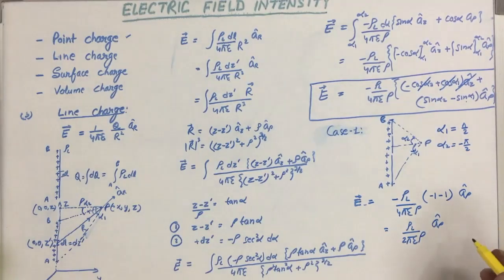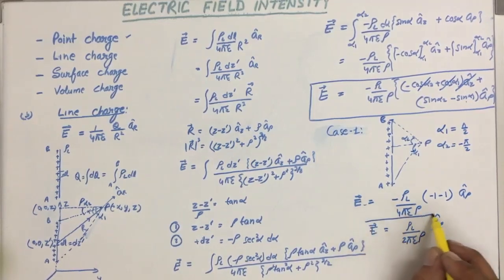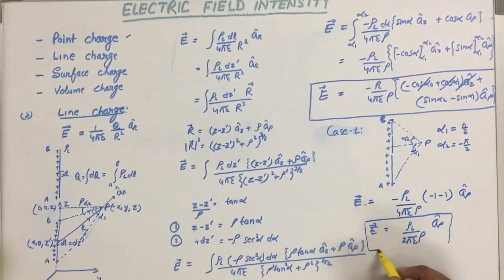Okay, so this is the electric field intensity of an infinite length line charge. It will be in the direction of rho and with this amplitude.